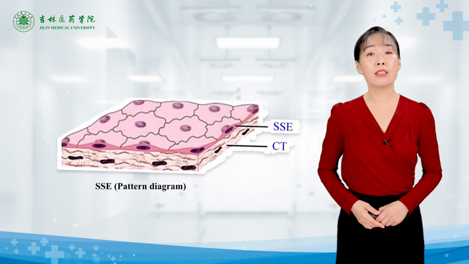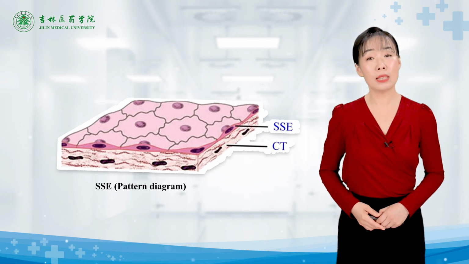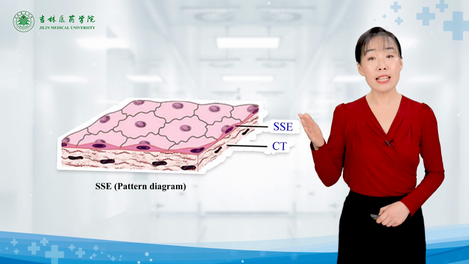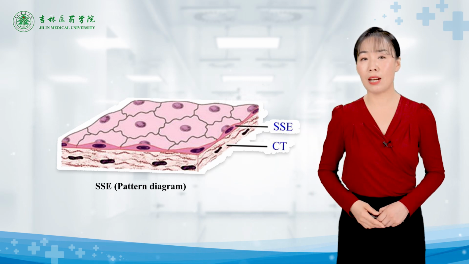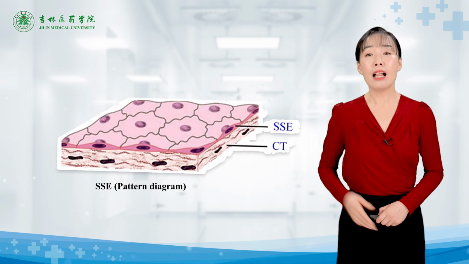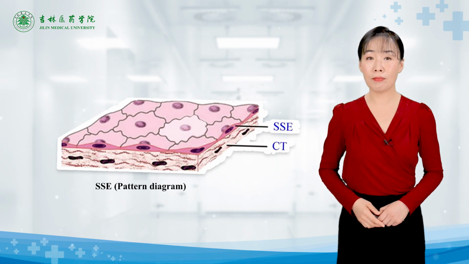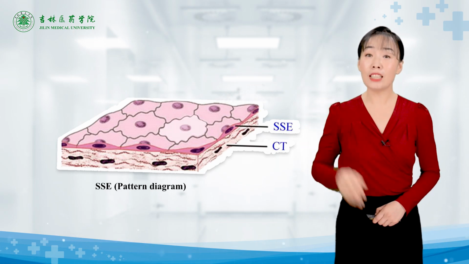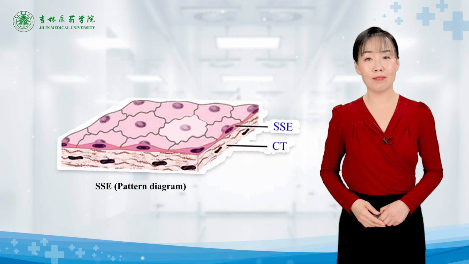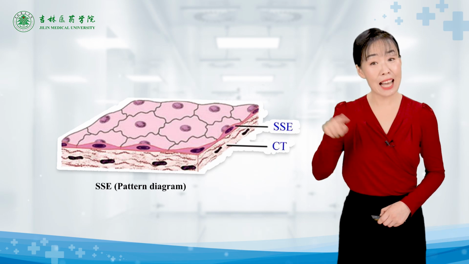For the above images, we will learn based on two types of pictures: pattern diagram and light micrograph. First is the pattern diagram. This is the pattern diagram of simple squamous epithelium. From the surface view, the cell is polygonal. The nucleus is oval. Cells are fitted to each other. The boundary appears zigzag in shape.